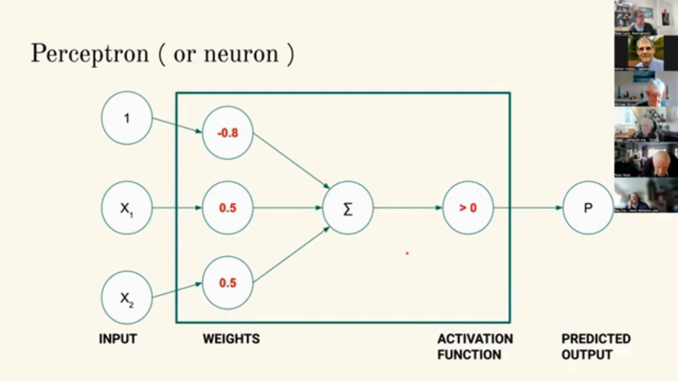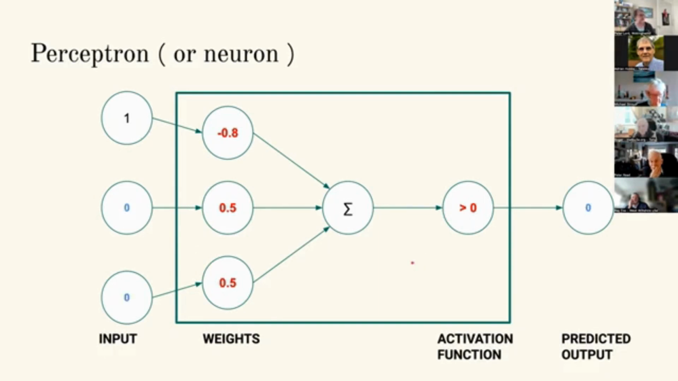For example, let's say we've got these values for weights. Weights are just a number. Typically, they can be positive or negative. Sometimes they're optimized to be certain structures, but they're numbers. And we've got a function here which is just greater than 0.